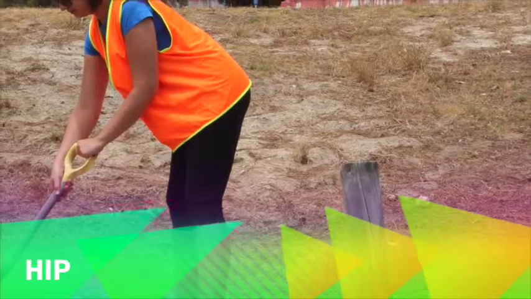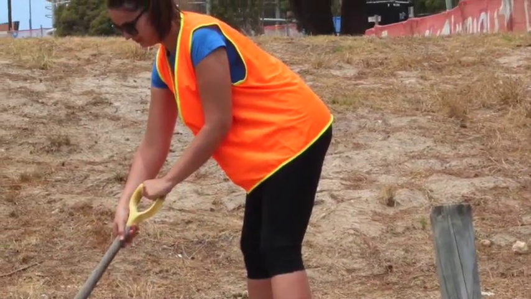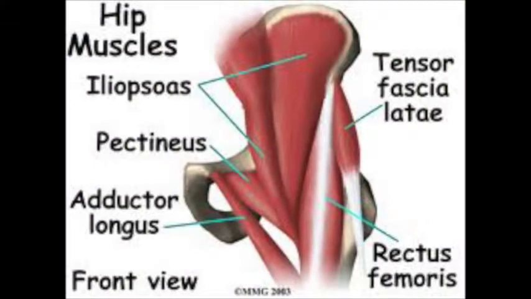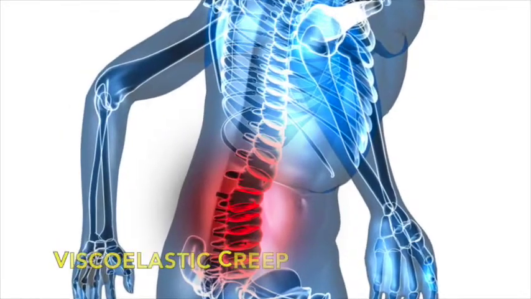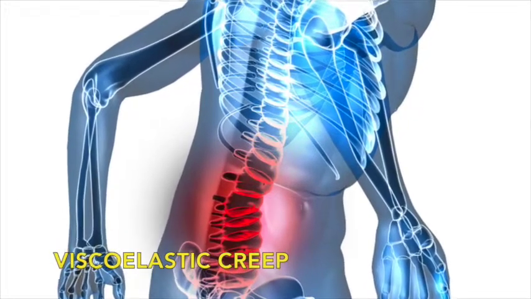Sam's shoveling action requires him to be in a prolonged flexion at the hips. This involves the iliopsoas muscle group with the involvement from the rectus femoris, sartorius, and pectineus. This contributes to the viscoelastic creep of the soft tissues of the lower back.